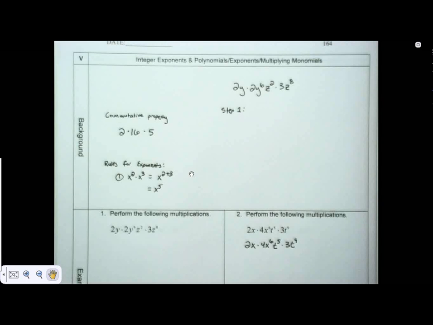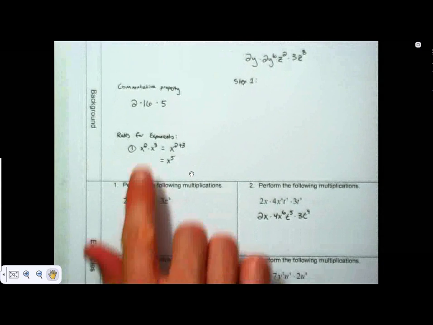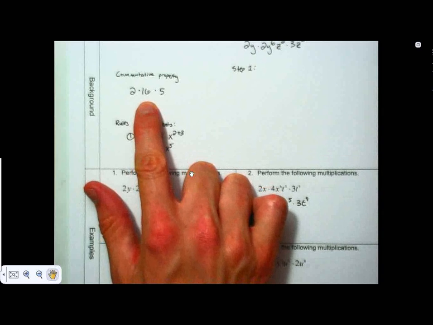Welcome. In this video, we'll be taking a look at how to multiply monomials together. So to begin, I want you to try this problem and do it as quickly as you can. Ready, set, go.